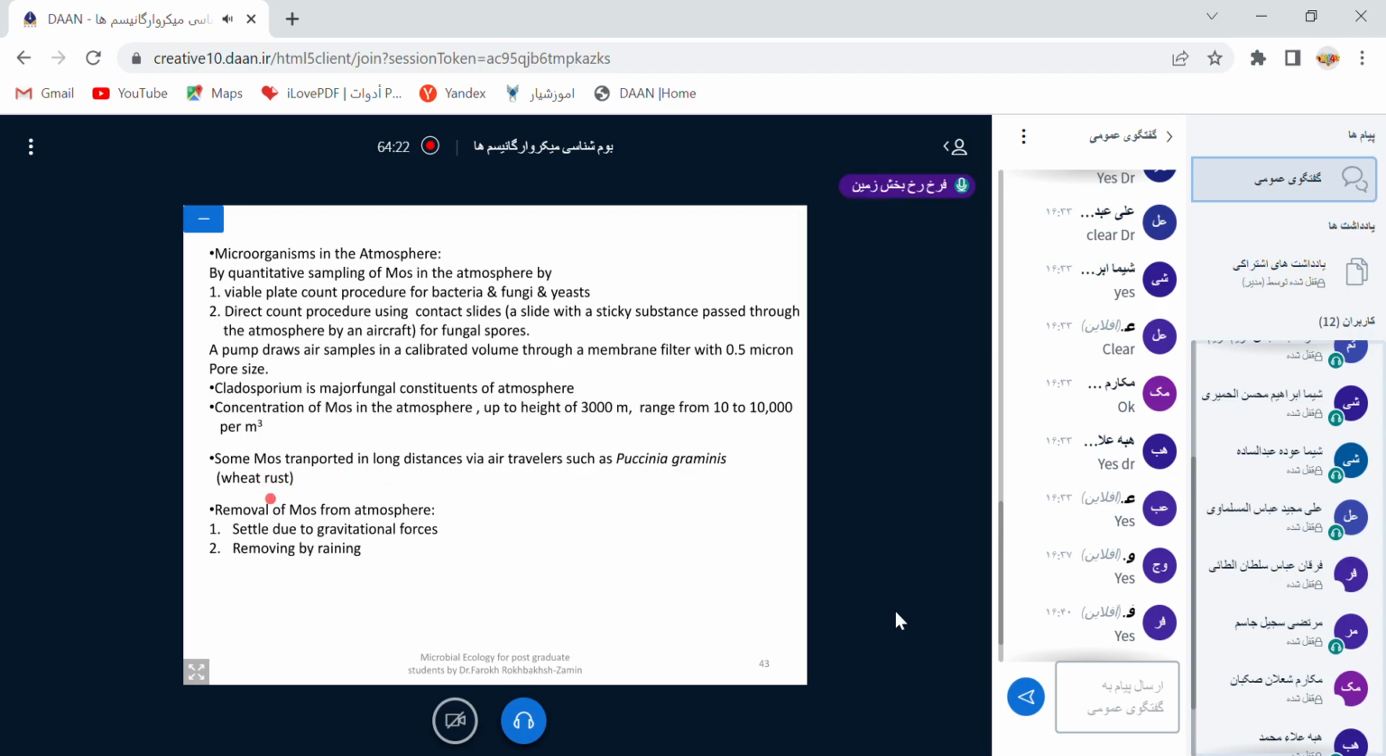If many things help transfer spores to the air, what are the factors for removal of microorganisms from the atmosphere? They settle due to gravitational forces and are removed by rain. Why do you like to go out for a walk after rain? Because there is a good atmosphere, as many chemicals and microbes are removed from the air by rain.